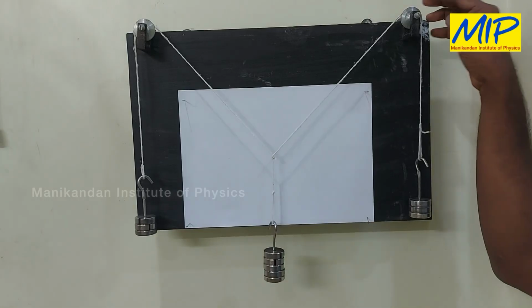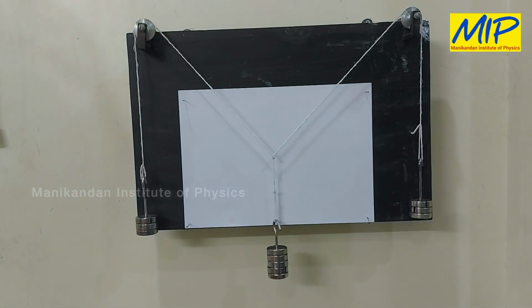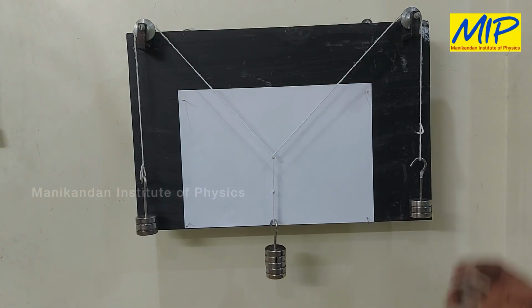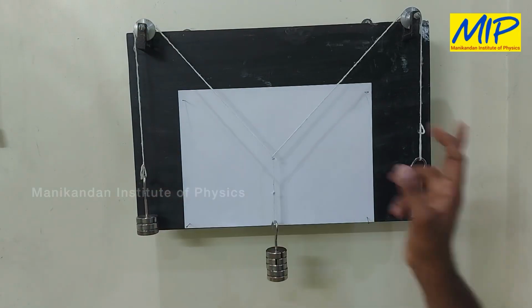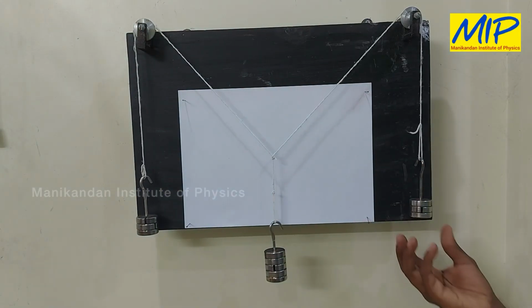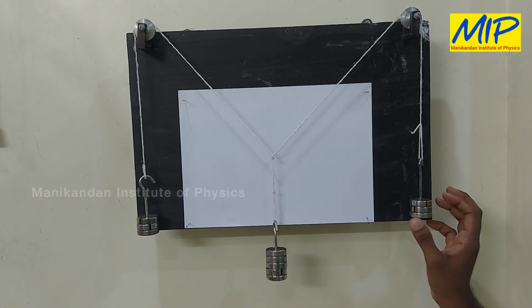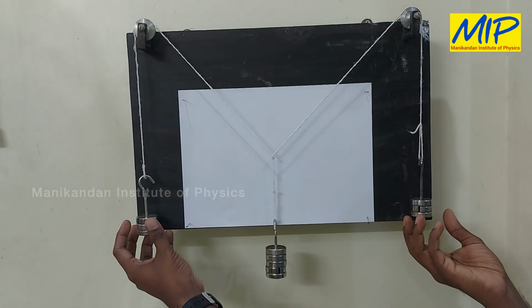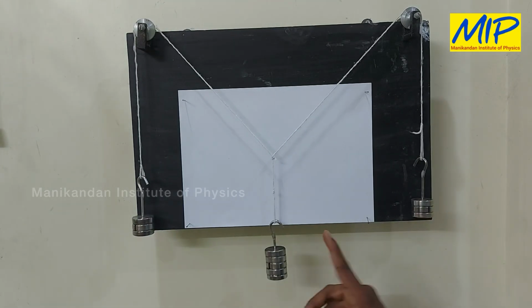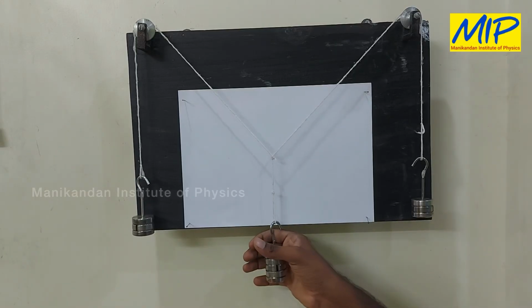In this setup, we have two pulleys. We are considering these as frictionless pulleys. We have two pulleys connected by a single rope, and we have two masses. I am going to take these two as my known masses, and this is my unknown mass. I just want to find the weight of this body.